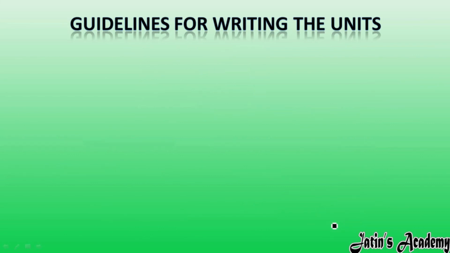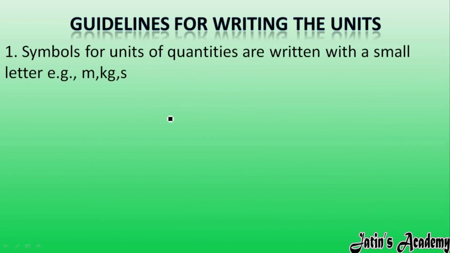Okay. Next, in the line form, just see how you have to write the units. It is very important from the exam point of view also. So first, symbols for units of quantities are written with a small letter. If I want to write the symbol, for example, I have covered 5 meter, the unit symbol you will write in small letter only. You will not write in capital letter.